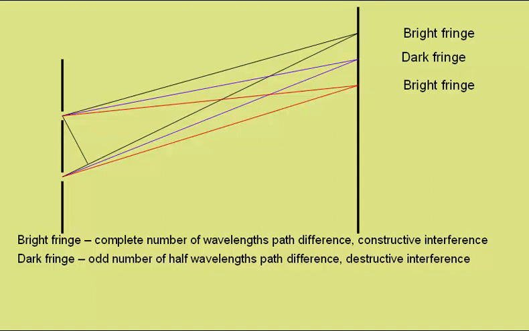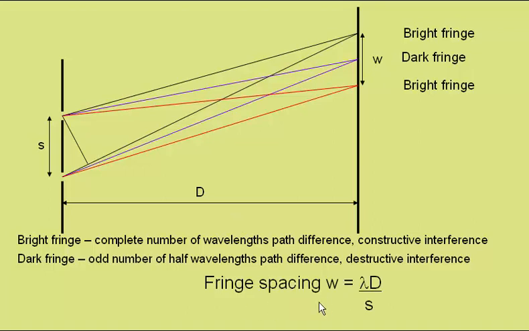If we assign some symbols to the distances involved, we will call the slit separation S, we will call the fringe separation W, and the distance from slits to screen D. We then find that the fringe spacing W is equal to the wavelength of the light lambda times the distance from slits to screen D divided by the slit separation S. You are not expected to derive this equation, but you would be expected to be able to use it to find any of the quantities in the equation.